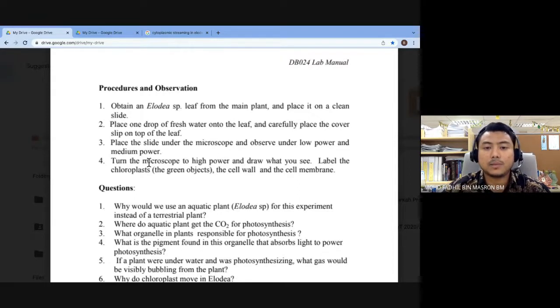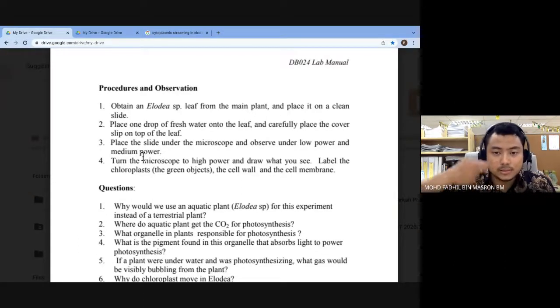And then you're going to turn it to medium power. Medium power, if I'm not mistaken, is 20. After 10 is 20. What else do we have? 40 and then 100 objective lens. Yeah, I'm right. So after 10 you turn it to 20, medium power. So there is actually 200 times, because 20 times 10 is 200. And then turn the microscope to high power and draw what you see.